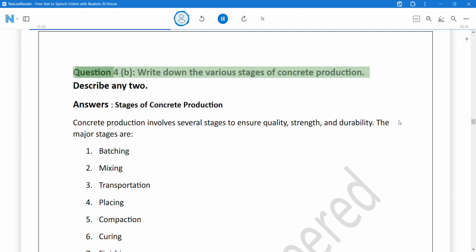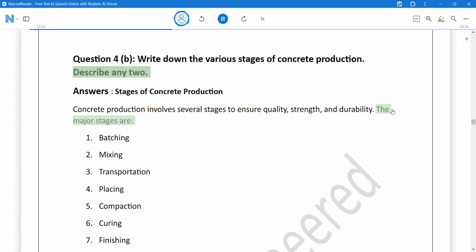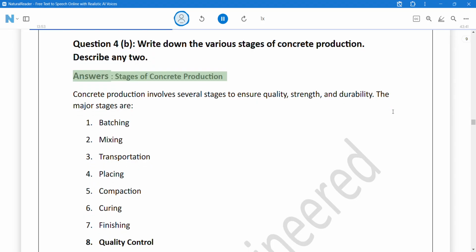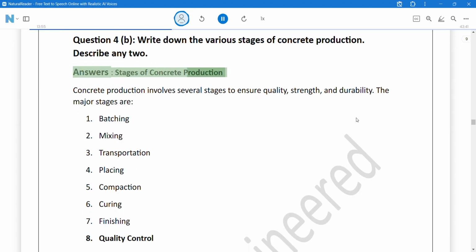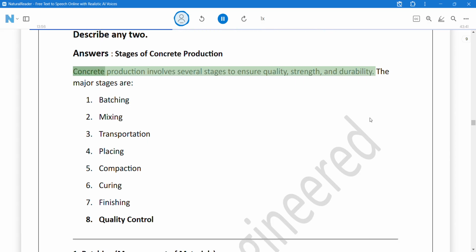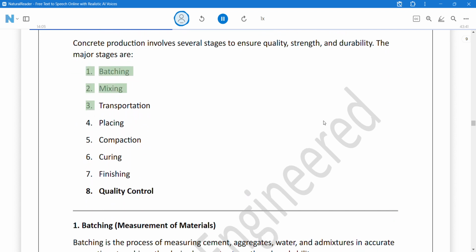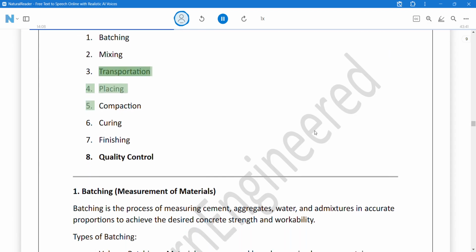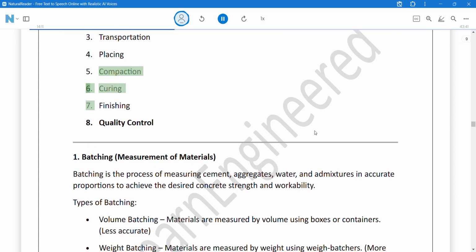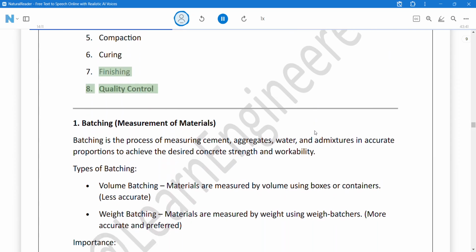Question 4. Write down the various stages of concrete production. Describe any two. Answers. Stages of concrete production. Concrete production involves several stages to ensure quality, strength, and durability. The major stages are: 1. Batching, 2. Mixing, 3. Transportation, 4. Placing, 5. Compaction, 6. Curing, 7. Finishing, 8.